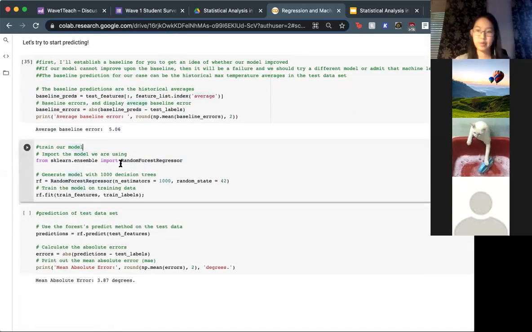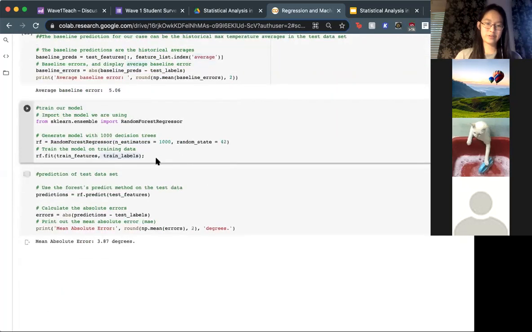So if you remember the process, train our data and then test the data. Let's train it here, import the model, maybe like 1,000 decision trees, and then train the model with, first of all, the features and the labels in the training set. So the answers and the questions, the data that they're trying to look at.